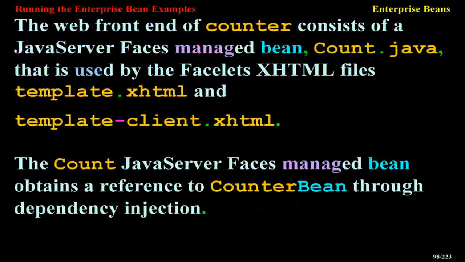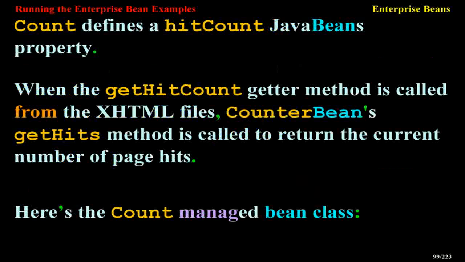The web front end of counter consists of a JavaServer Faces managed bean, Count.java, that is used by the Facelets XHTML files template.xhtml and template-client.xhtml. The Count JavaServer Faces managed bean obtains a reference to CounterBean through dependency injection. Count defines a hitCount JavaBeans property. When the getHitCount getter method is called from the XHTML files, CounterBean's getHits method is called to return the current number of page hits.